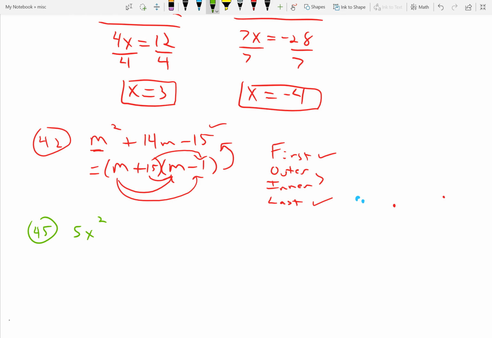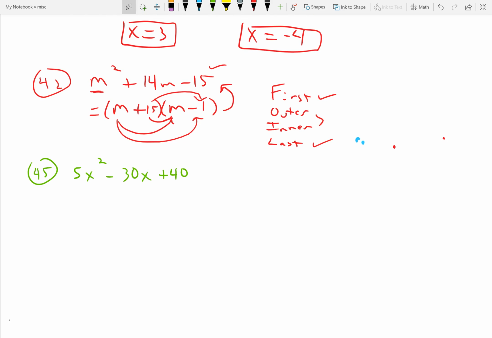5x squared minus 30x plus 40. First thing you should do here is factor the greatest common factor. 5 goes into all those terms, so you're left with 5 times x squared minus 6x plus 8. That's dividing each one of these by 5 yields that.